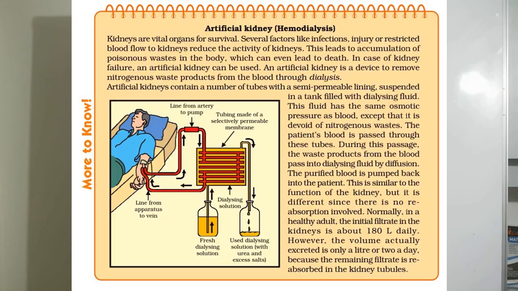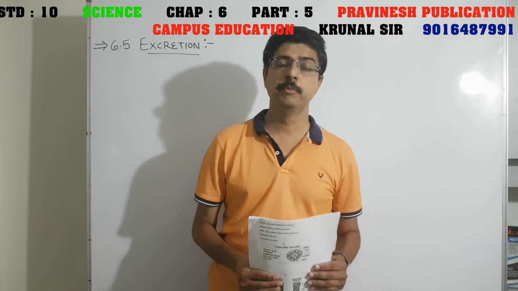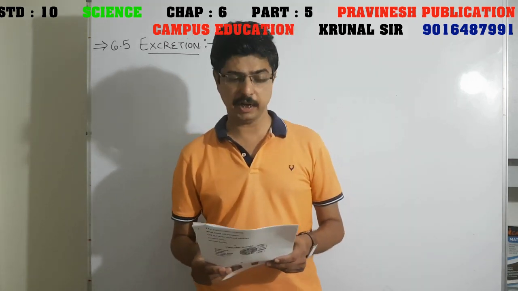On your screen from the textbook, the artificial kidney, that is hemodialysis. You can see in the diagram that with the help of a syringe the blood from a human body is removed and filtered outside the body, and the filtered blood is then injected back into the human body. So this is hemodialysis. Friends, we understood excretion in human beings. Now excretion in plants. That is the last topic in the textbook.